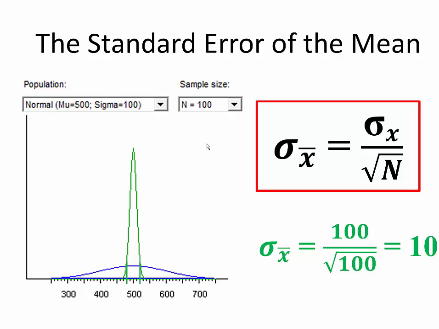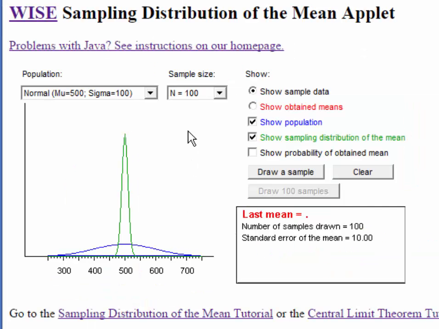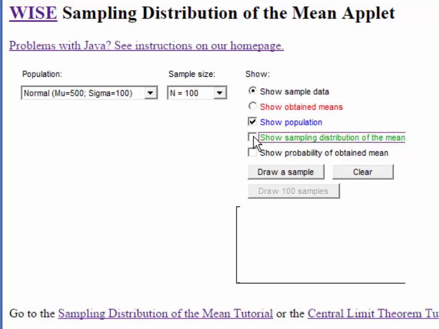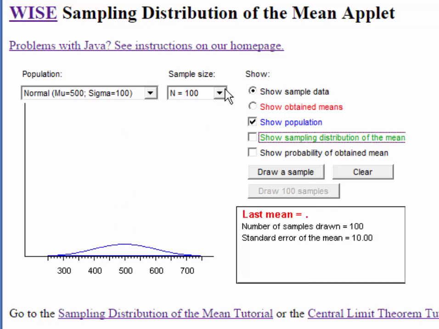Now we might ask what would happen if we had a somewhat smaller sample. Let's go back to our applet and change to a sample of only 25.